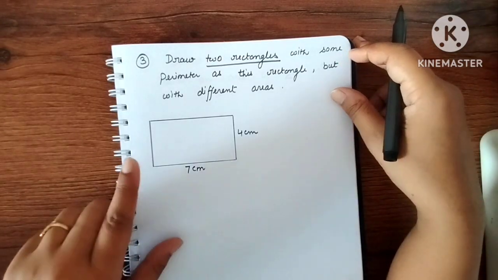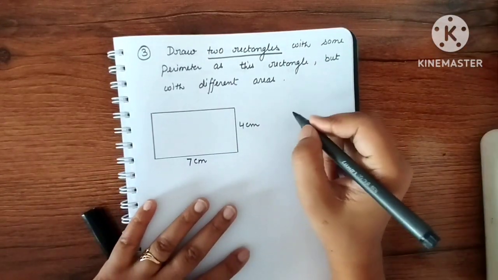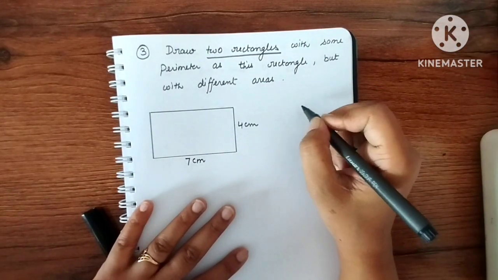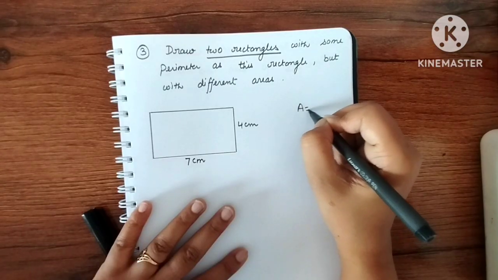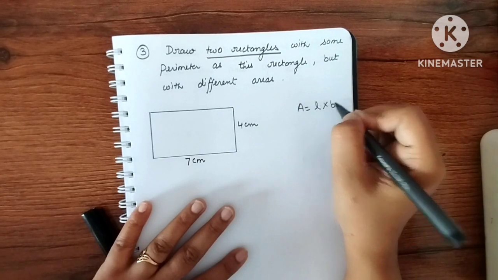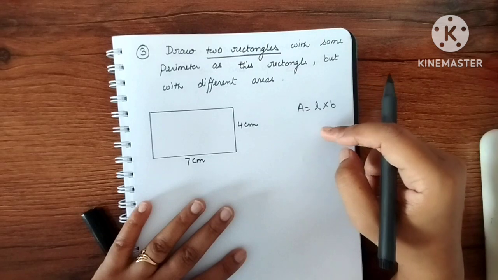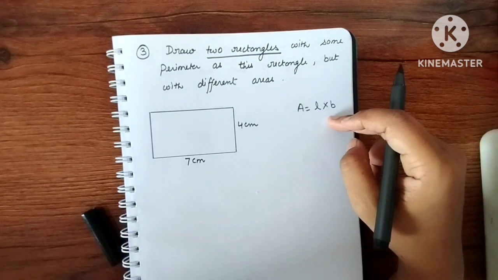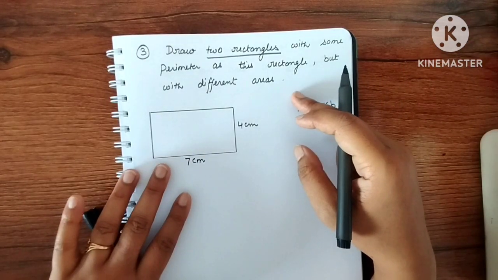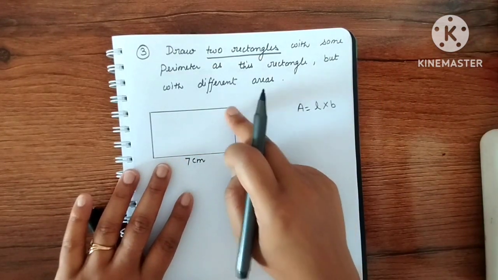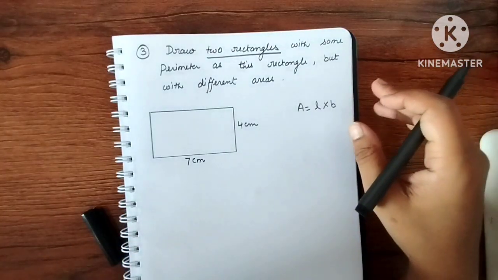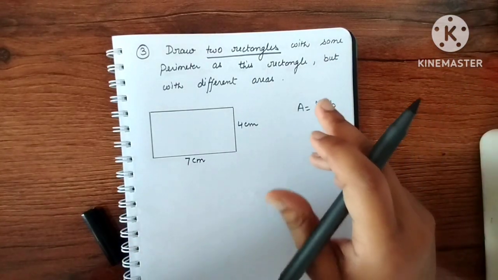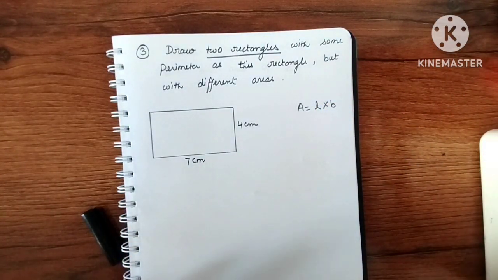Okay. So first of all, think what is the formula for the area? The formula for the area is L into B. That means if you want different areas, the L and B should be different, and perimeter should be same. That means the sum of all sides should be same. Clear? So let's start and see how can we approach this question.